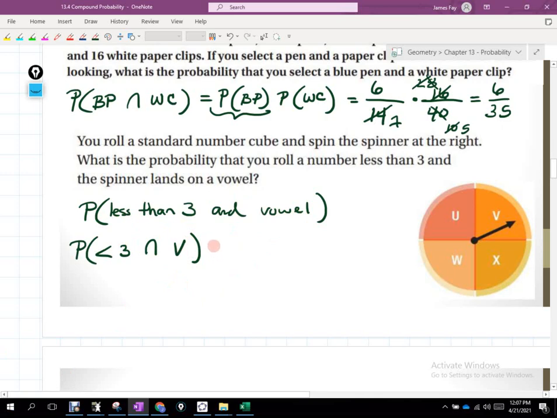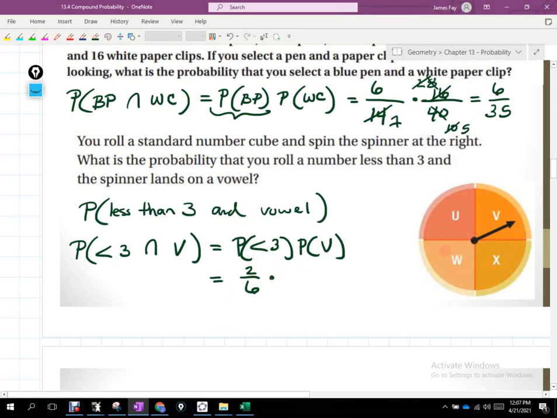It doesn't matter. But if I roll a dice, does that dice have any impact on whether I spin this and it lands on a vowel? No. So this is going to be the probability that we are less than 3 times the probability of a vowel. What's the probability that you get a number that is less than 3? 2 out of 6. So 1 and 2, right? Why didn't I choose 3? So 2 out of 6, which reduces to 1/3, right? And we're going to multiply that by the probability of a vowel.